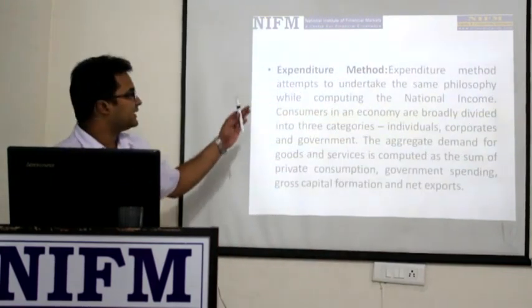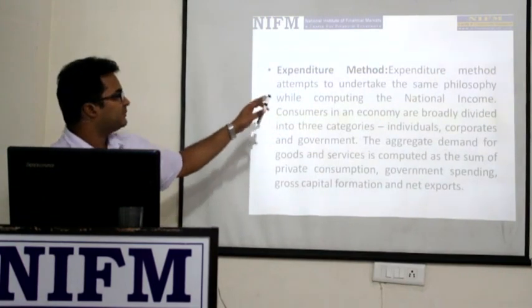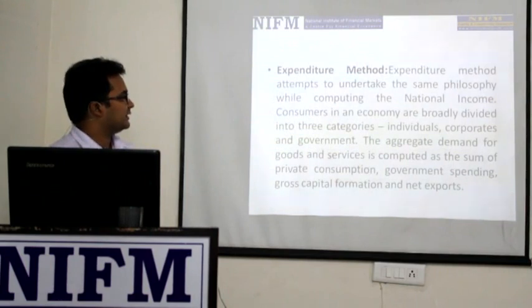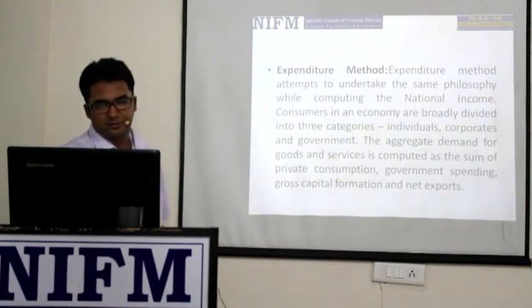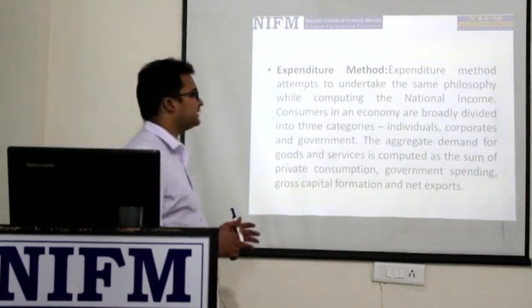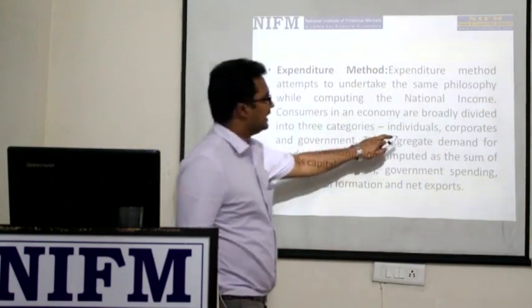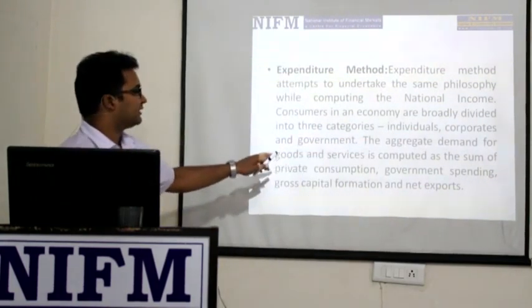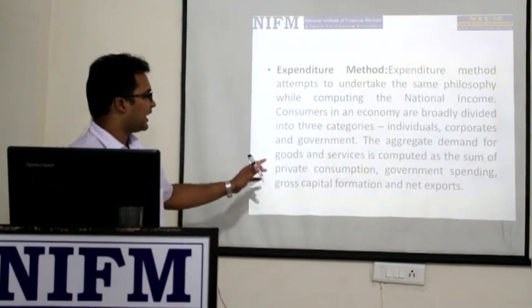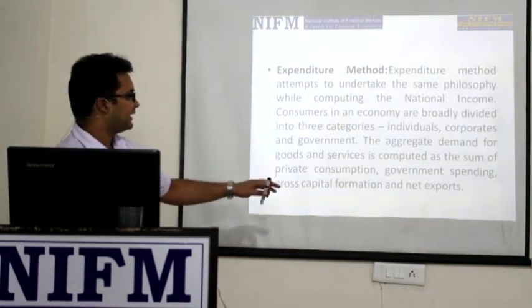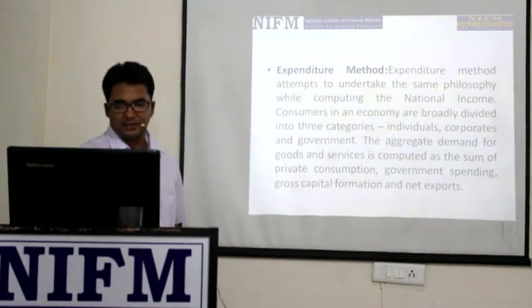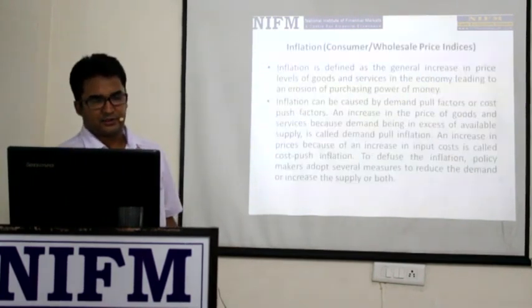Now the other method is the expenditure method. The expenditure method attempts to undertake the same philosophy while computing the national income. Consumers in an economy are broadly divided into categories like the previous method: individual, corporate and government. The aggregate demand of goods and services is computed as the sum of private consumption, government spending and gross capital formation and net of export, like the income method.